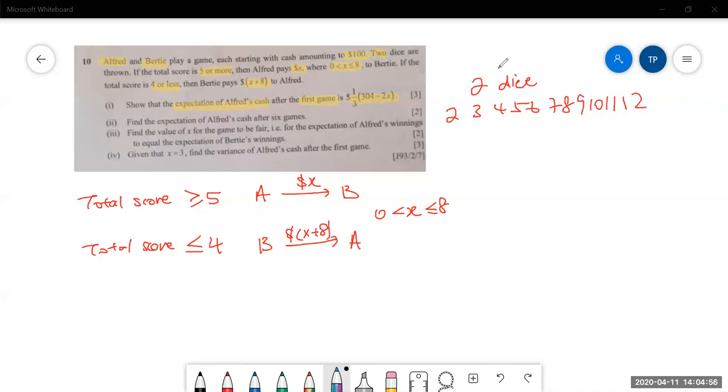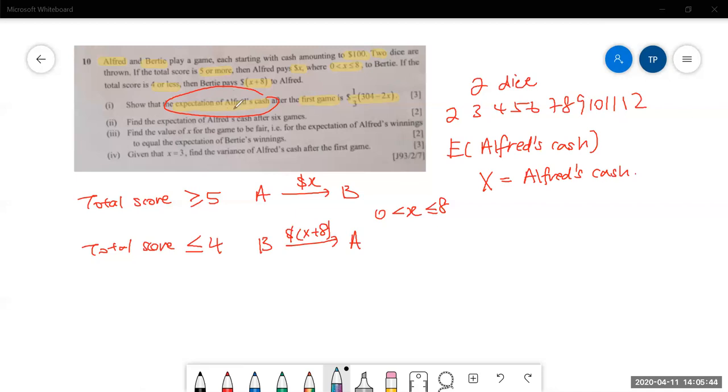I'm asking, so what should we do next? We are supposed to define a random variable for Alfred's cash. So how are we going to go about doing it? Because we need to find expectation, right? As you can see here, our objective now is to find the expectation of Alfred's cash. So let X be the amount of money he has to pay. So maybe X will have to equal Alfred's cash. Right? Like how much he needs to pay, or?